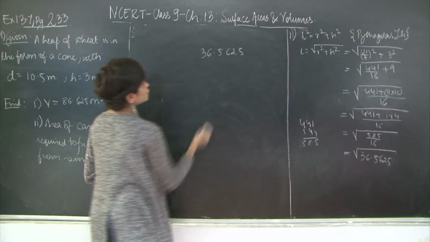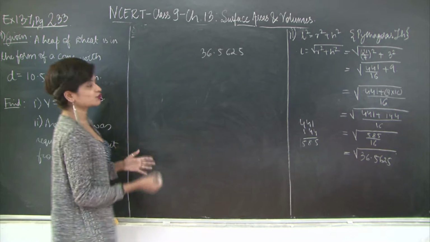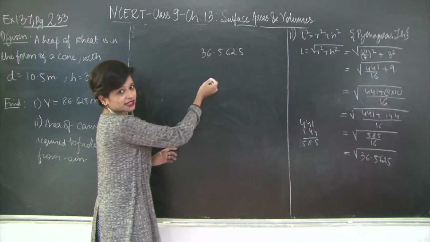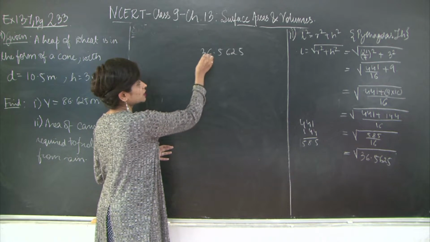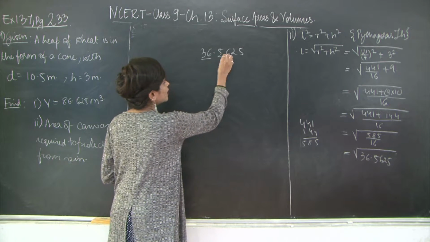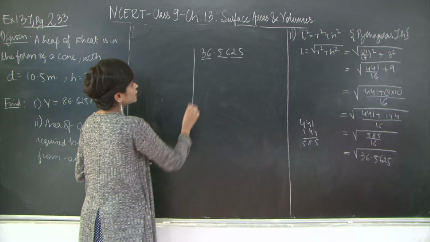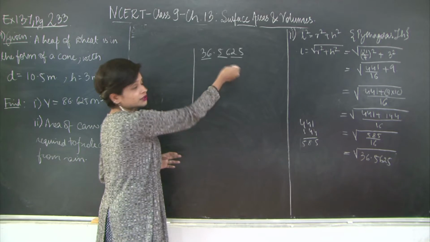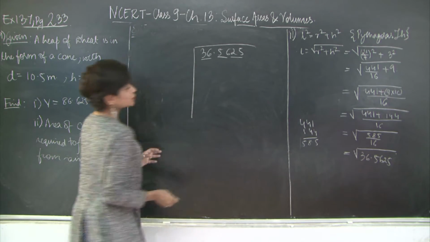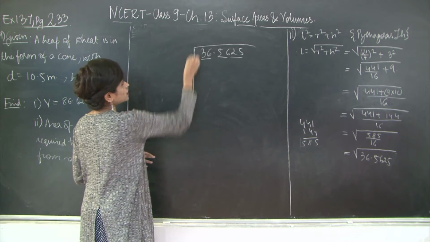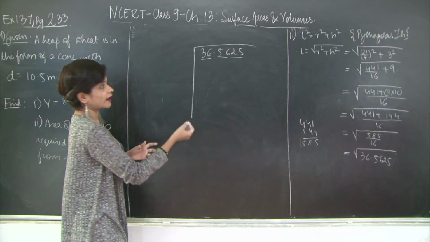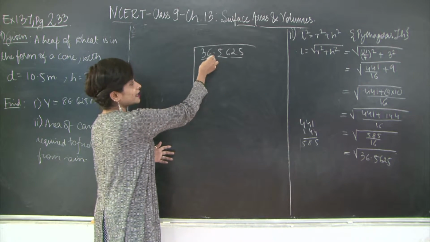36.5625. Whenever you have decimals and you need to find the square root, for the numbers before the decimal we go about pairing from right to left, whereas after the decimal you go from left to right. So this is right to left and left to right, okay? How do we find the square root? You take any number, you square it, and that number should be less than or equal to 36.